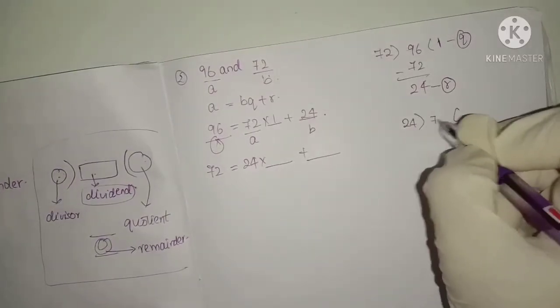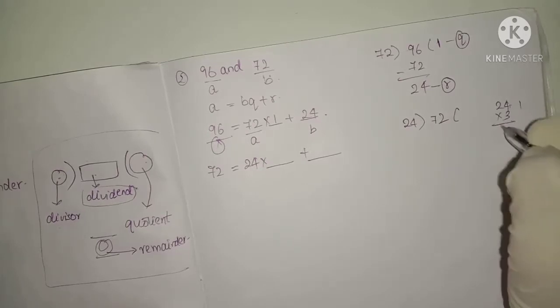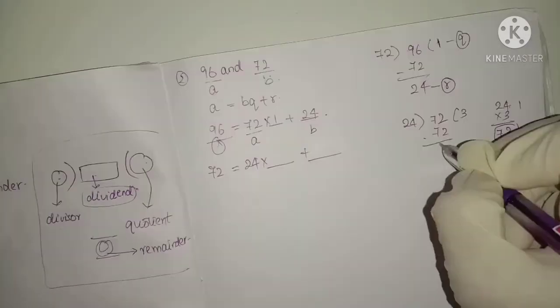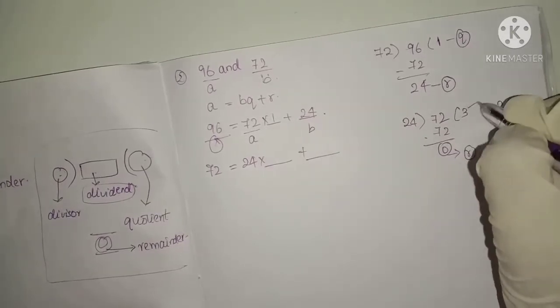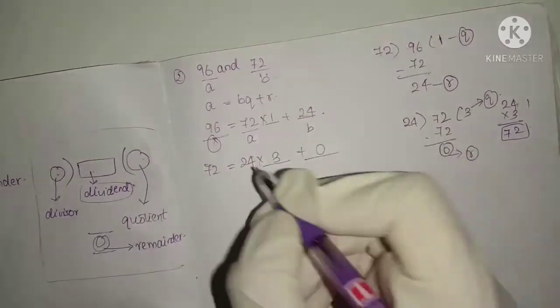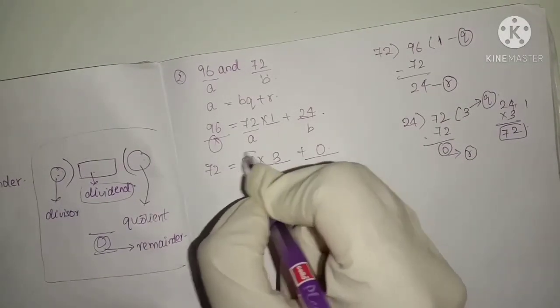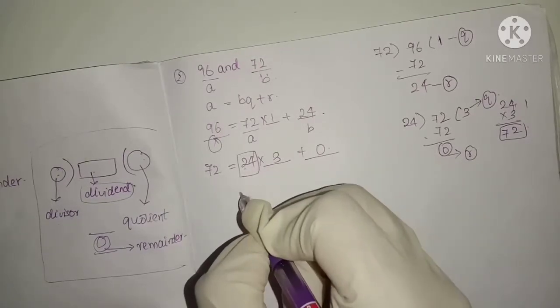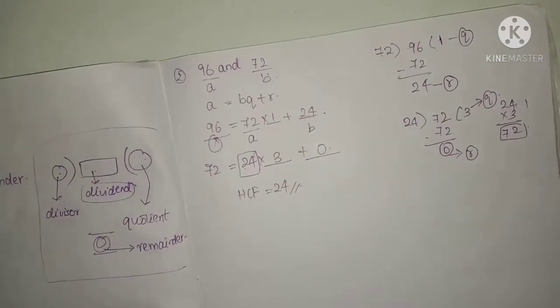24, then 72. So 24 into 3 is 72. So finally we got the remainder as 0 and we got the quotient as 3. So I told you before, if the remainder is 0, then the divisor is the HCF. This is the divisor. So our HCF is 24 in this case.